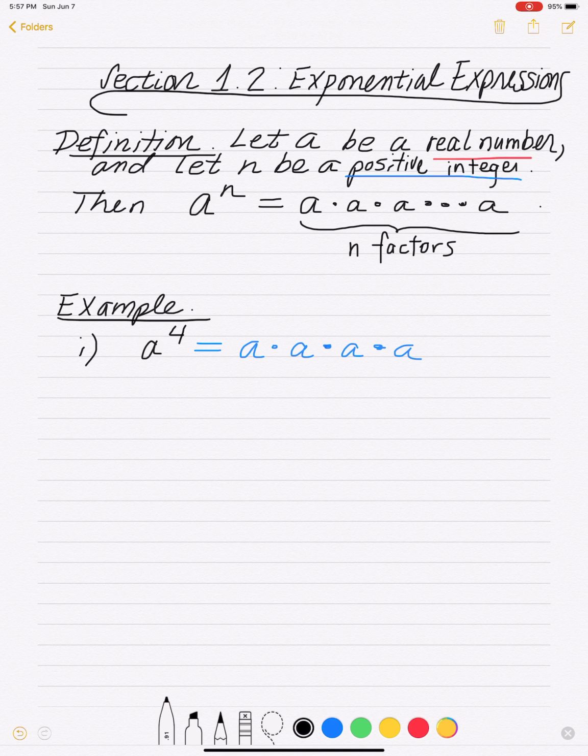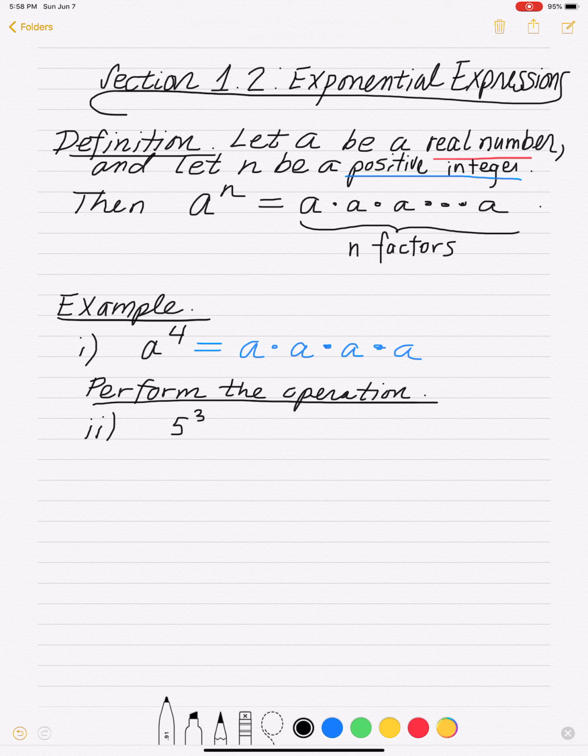All right, so for the next set of examples, I'm going to ask us to perform the operation. Let's say we have number 2 here. I have 5 to the 3rd power. So what does that mean exactly? That means I'm going to do 5 times 5 times 5, right? We have 3 copies of 5, and they're multiplied together.